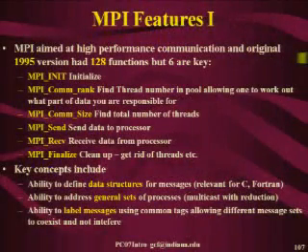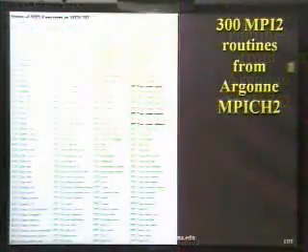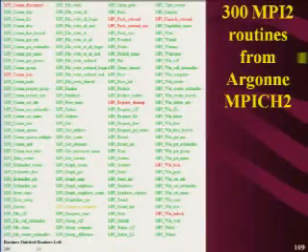We've discussed the execution model. Here are the features. And this is Tony's problem. Here's just a list of all the functions in MPI. The previous slide had the 6 you actually need. Here are the 300 in MPI 2, 300.